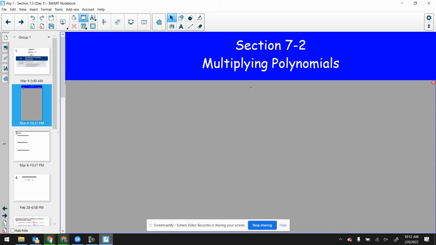20 minutes after we started. This is section 7.2, multiplying polynomials. Now, we have 2 days on section 7.2, today and tomorrow. And honestly, a third day on Friday, too. But it's just like special products. But for our purposes right now, we're just going to be multiplying polynomials.